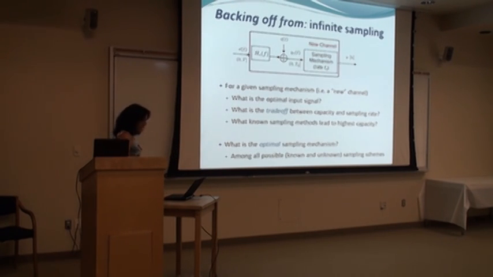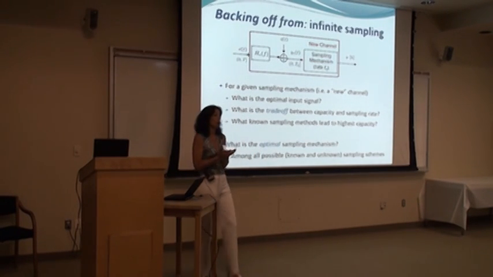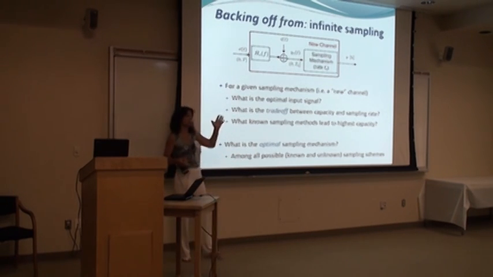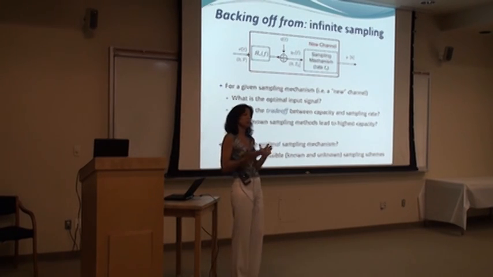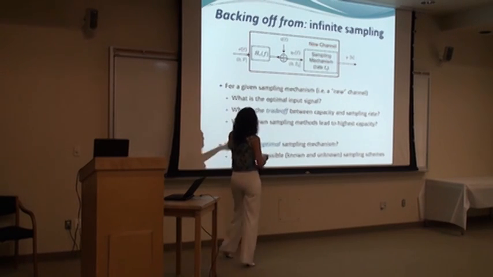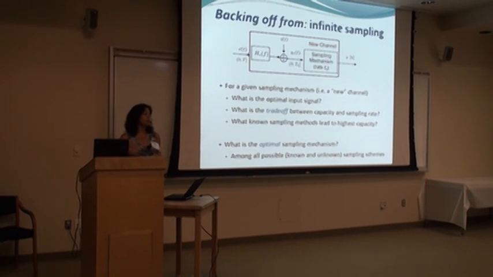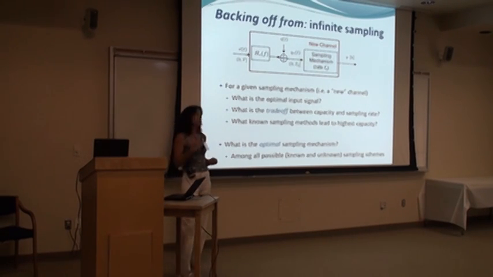So this is recent work by my student Shannon and Yameen Eldar from the Technion, to say, well, what if we don't sample at the Nyquist rate? What if we have one of these very wideband systems where we can't sample at the Nyquist rate? Well then, now we're introducing aliasing because we're undersampling. So then what's the optimal input signal? It's going to look different than the optimal input signal without this aliasing distortion. What's the trade-off between capacity and sample rate? Is it even monotonic? If I sample at a higher rate, do I get a higher capacity? And the answer is not always. It depends on the sampling. And then the third question is, what known sampling methods lead to the highest capacity?